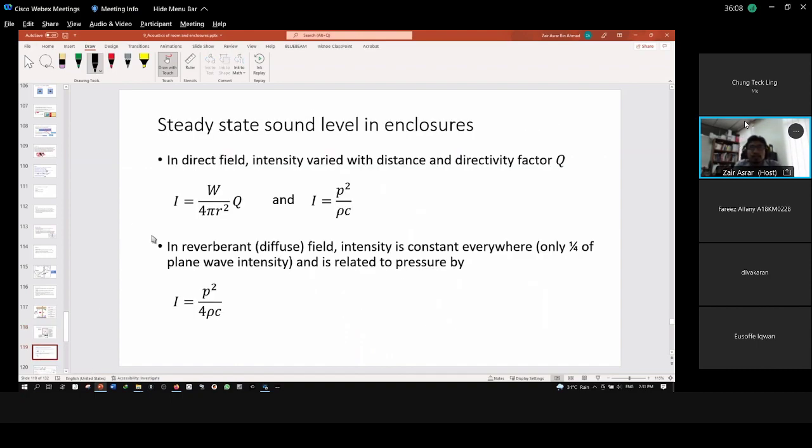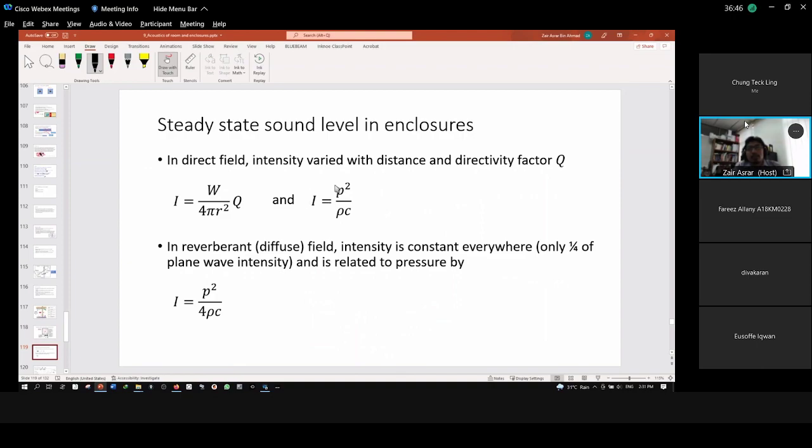All right. So in the near field or direct field, the sound intensity will be changing with respect to distance and also with respect to the directivity factor Q, where we are with respect to the sound. So sound intensity is given by sound power over 4 pi r squared, if we assume that sound is traveling in a sphere, times the directivity factor Q. This directivity factor Q will change the shape of the sound when it is transmitted.